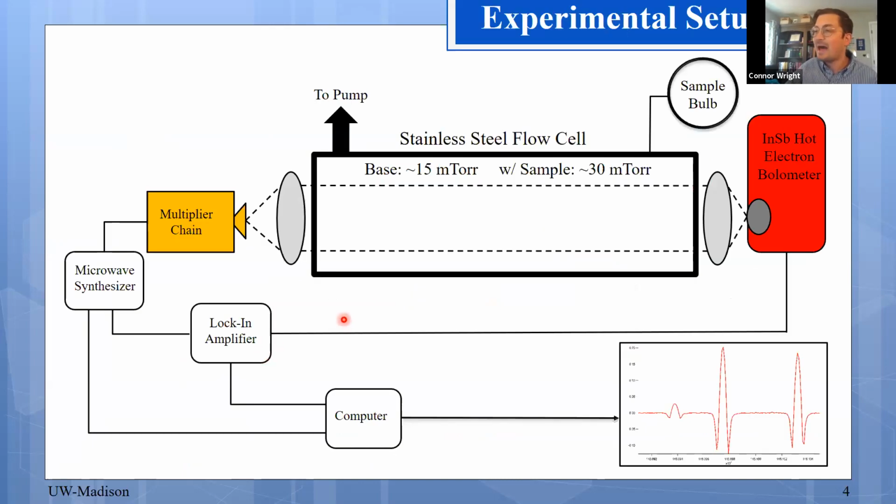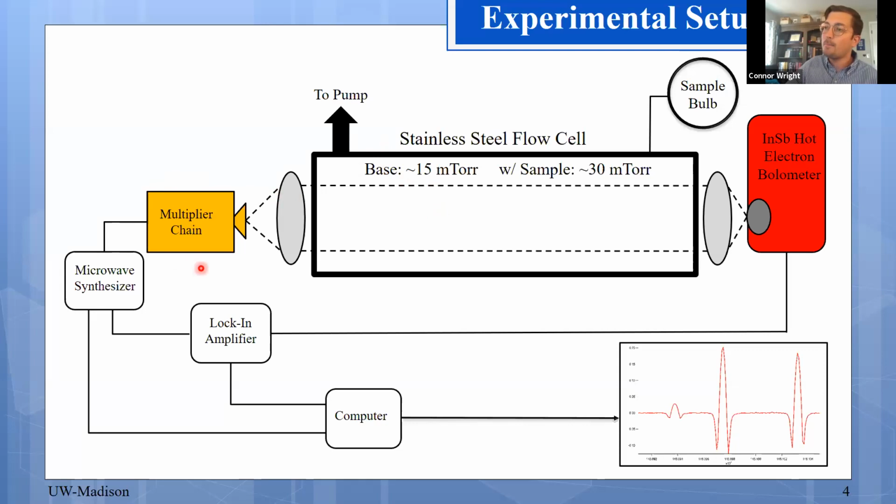So here is a schematic of our flow cell experiment. As I mentioned, it's a fairly standard long path length experiment in a stainless steel flow cell with a base pressure of about 15 millitorr and a sample pressure of about 15 millitorr, meaning a total pressure of 30 millitorr with sample present. We flow the sample continuously rather than running it static due to the low volatility of pyruvic acid.